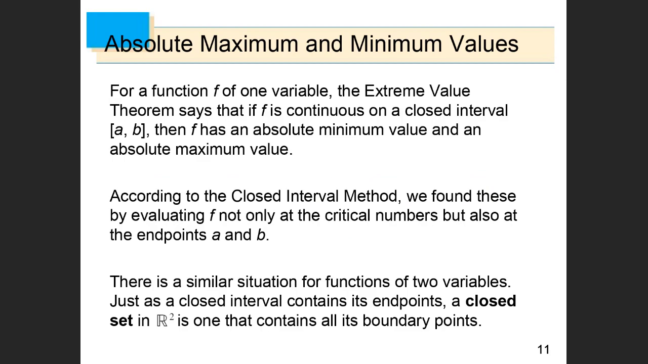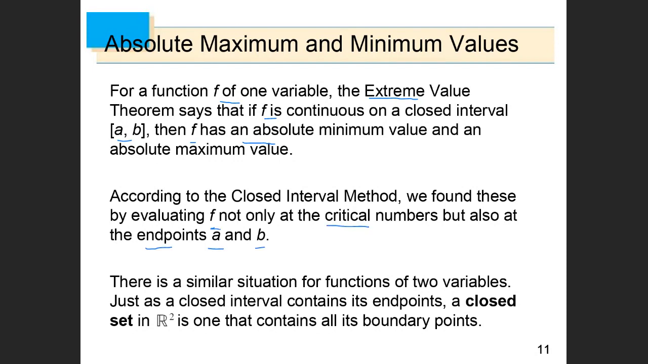So what is an absolute maximum and absolute minimum? So for a function of one variable f, remember calculus 1, we've seen the extreme value theorem, which says that if f is continuous on a closed interval [a, b], then f has an absolute minimum value and an absolute maximum value. And in all cases, if it is continuous, you always have an absolute maximum and an absolute minimum. Okay? So according to the closed interval method, we found these by evaluating f not only at the critical points, but also at the endpoints of [a, b].